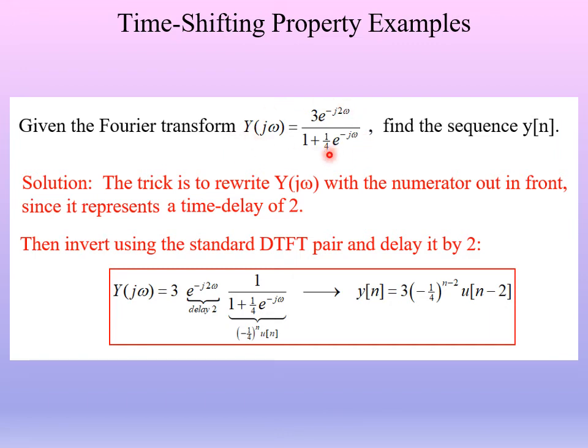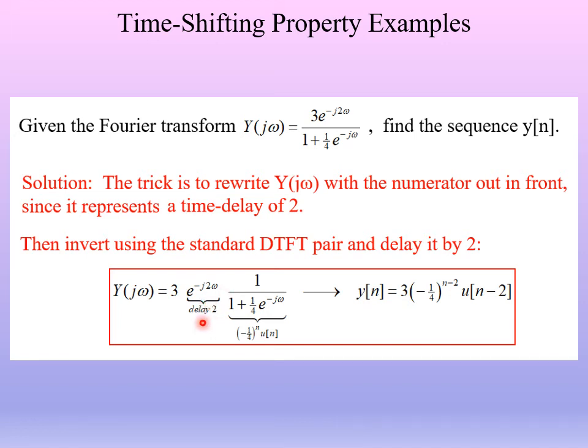So what we can do here, at first glance, it might look a little bit daunting, but actually, if we take the numerator, the stuff up on top here, and put it out in front, now we can see what's happening here. All right, we've got a 3 out in front, that's simple. But this term here, e to the minus j2 omega, that, remember, is from the time-shifting property.